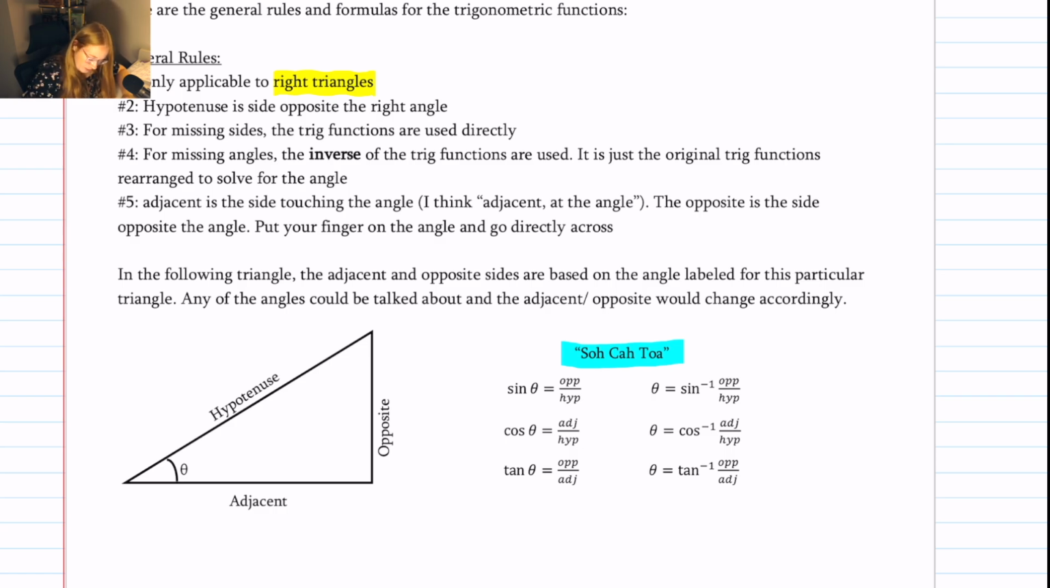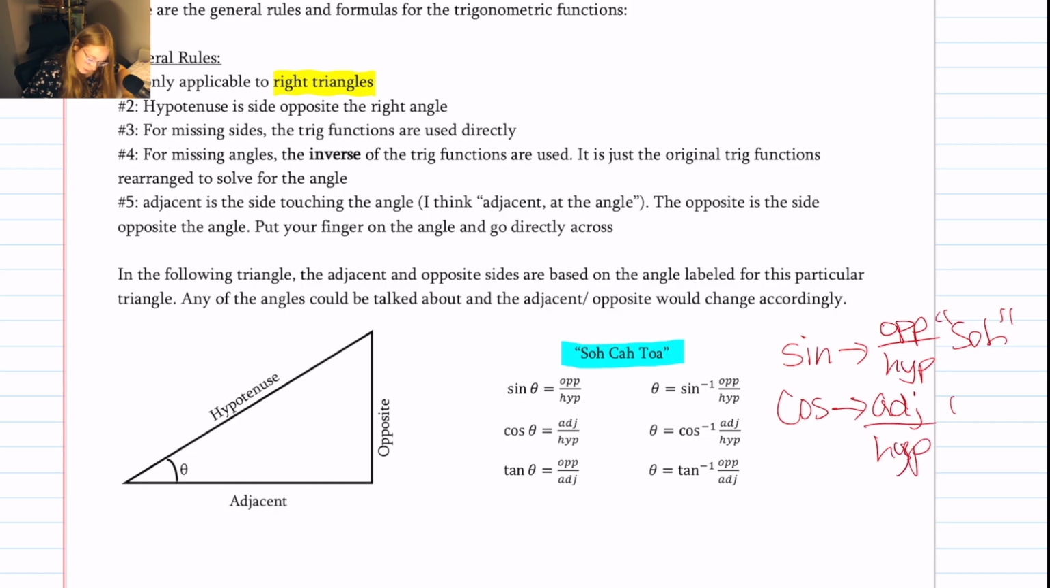So sine is opposite over hypotenuse, and that's where you get SO. Cosine is adjacent over hypotenuse, and that's where you get the CA. And tangent is opposite over adjacent, and that's where you get TOA.